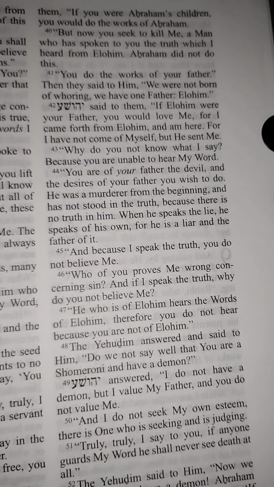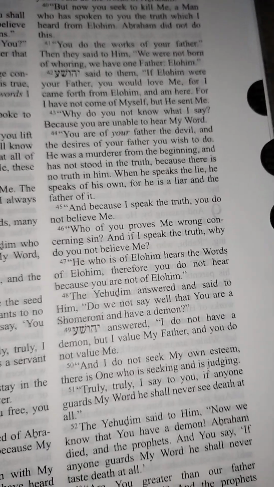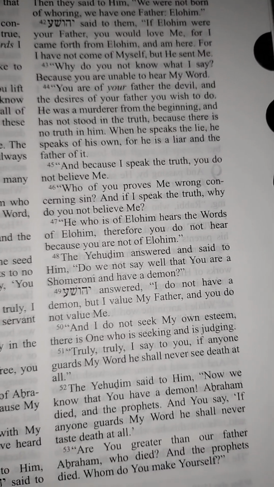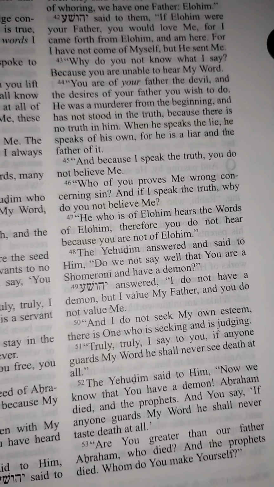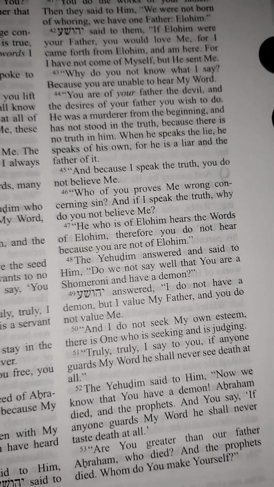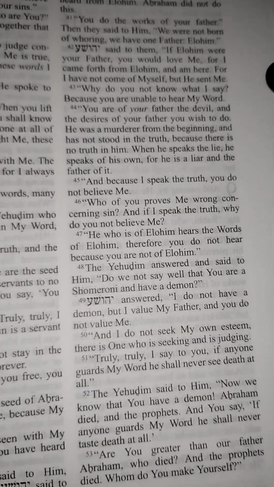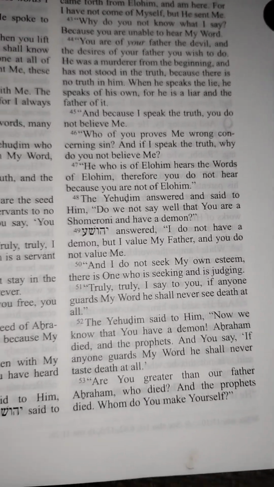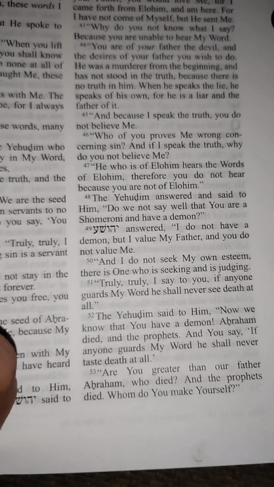And because I speak the truth, you do not believe me. Who of you proves me wrong concerning sin? And if I speak the truth, why do you not believe me? He who is of Elohim hears the words of Elohim. Therefore you do not hear, because you are not of Elohim. And the Yehudim answered and said to him, Do we not say well that you are a Shamroni, a Samaritan, and have a demon?